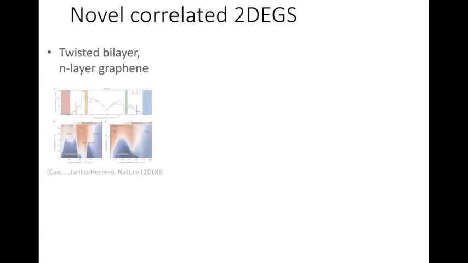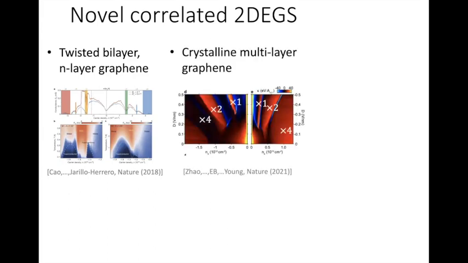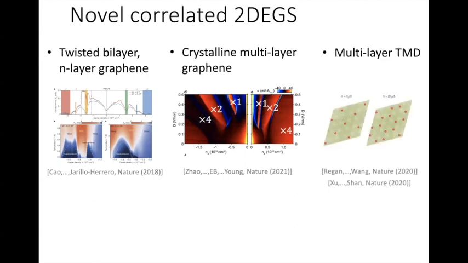But as we know, in the last decade, there's really been a striking development in the field. We know how to engineer various 2D electron gas systems with really remarkable richness. And we heard about some of them in this conference. Pablo just talked about twisted bilayer and n-layer graphene. There's also crystalline graphene we heard about earlier in the week, and various multilayer TMD systems.